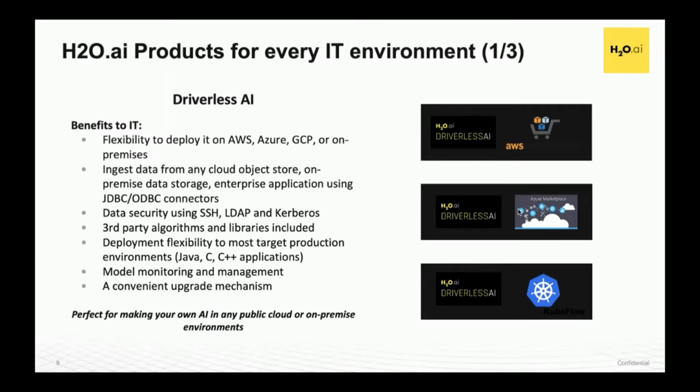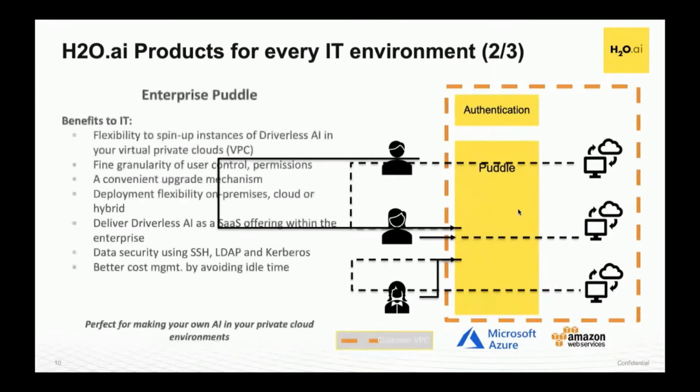So as you can see, this is ideal for making your own AI across any of the cloud or on-premise environments. Sorry about the slide here, but this is Enterprise Puddle. This is unique for instances where you want the flexibility to spin up instances of Driverless AI in any VPC, any virtual private cloud environment. So again, the same controls, the same flexibility that you get with Driverless AI, along with specific, granular controls, user controls, and permissions that IT often needs.